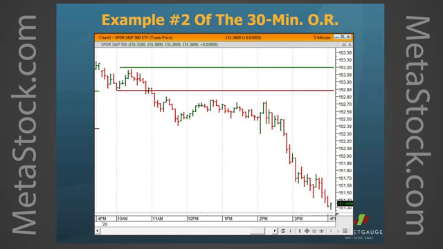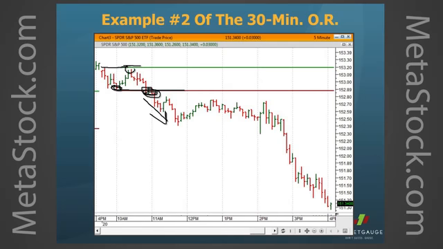Here's an example of the opposite, which is a breakdown below the 30-minute opening range low. The range gets established by the first couple of bars, then at the end of the period you can see that it bounces off that level, rallies back up, and can't get through, so it acts as resistance just as we'd expect it to. Then once it gets through the support, it's a trend day to the downside.